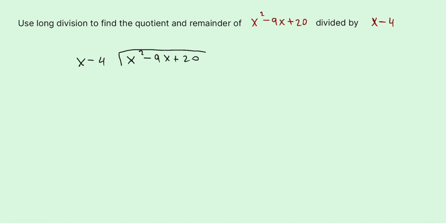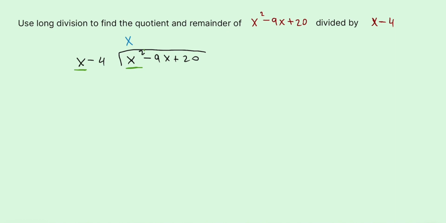So the way to write this is first we write the polynomial, x squared minus 9x plus 20. Then we draw kind of like a square root, and the factor that we're dividing by goes to the left side. Our first step is to divide the first value, x squared, by the first value of the factor. X squared divided by x gives us x.